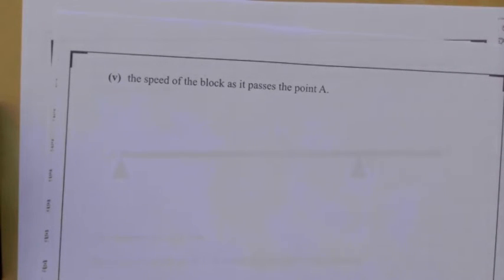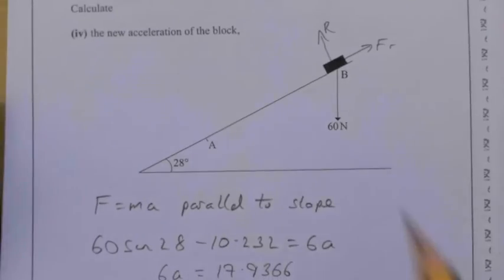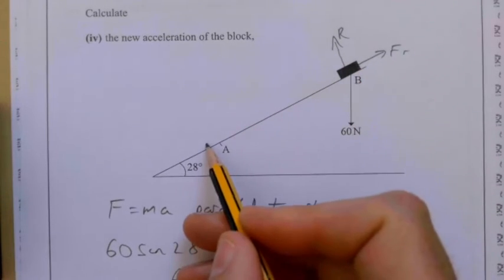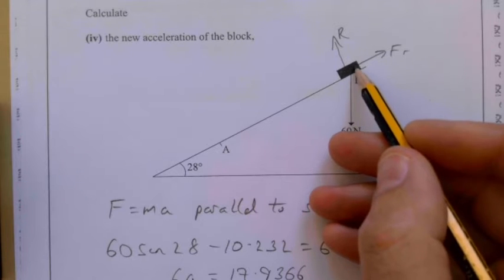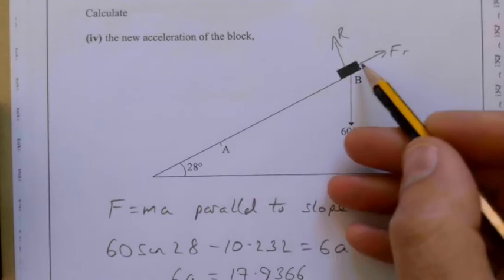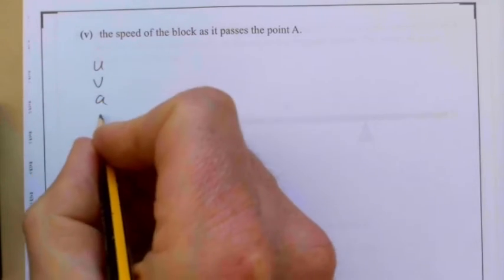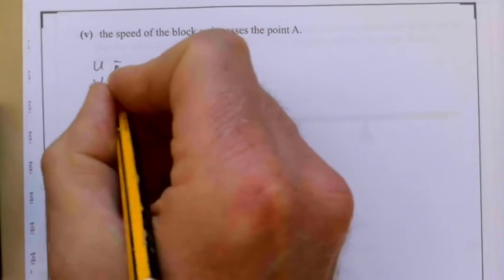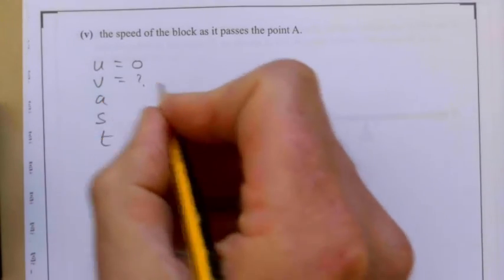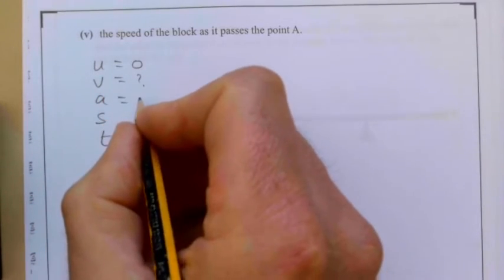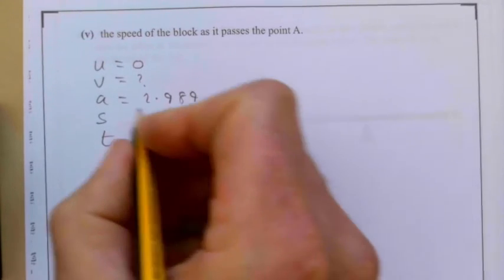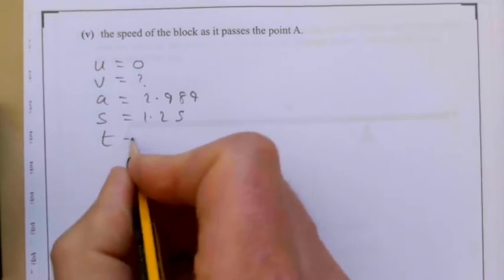And then finally, the speed of the block as it passes the point A. So what do we know about it? It started from here and it's heading down to here. We know it started from rest there, and that distance there is our 1.25. We know that from before, and we now have our acceleration. So we should be able to work out what we need. U, V, A, S, and T. U is 0. Speed of the block as it passes A is what we're looking for. Our acceleration, as we know, is 2.989, and our distance then is 1.25.